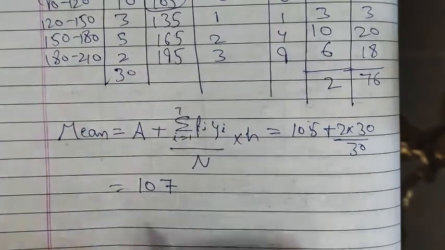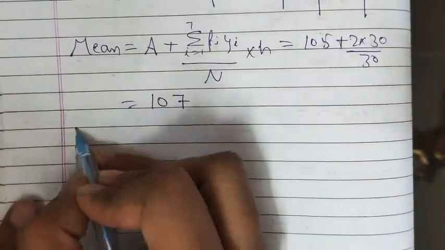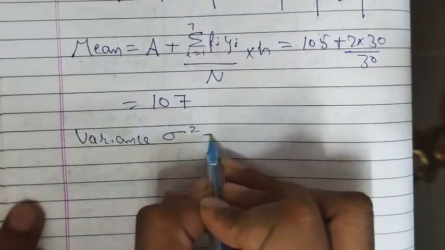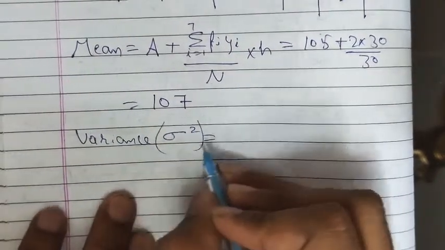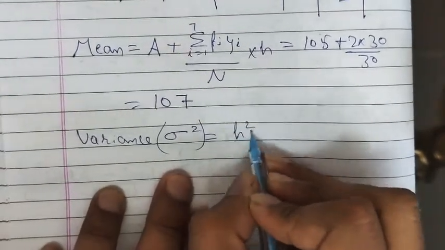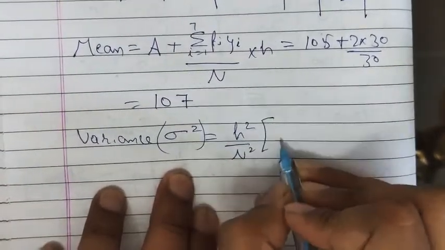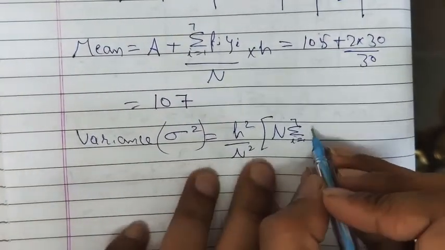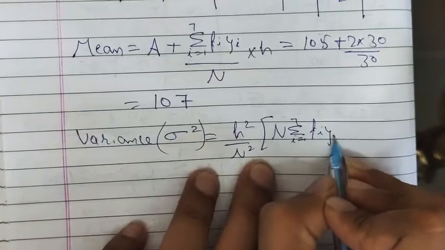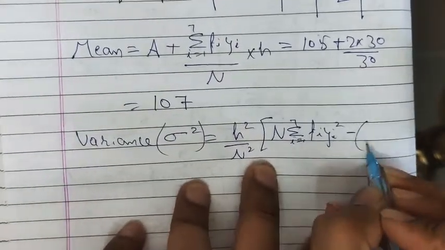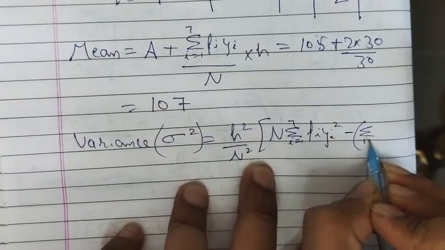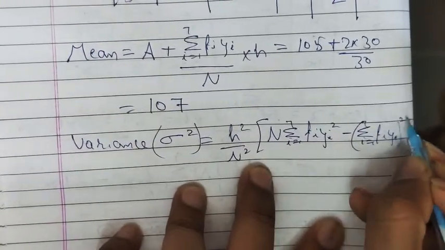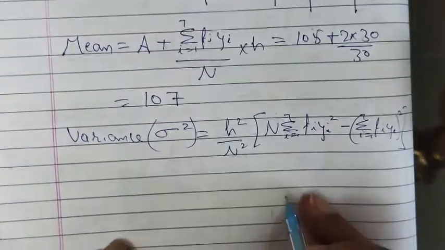Now variance. So variance formula for this shortcut method: variance sigma square is equal to h square upon n square, bracket n sigma i is equal to 1 to 7 fi yi square minus bracket sigma i is equal to 1 to 7 fi yi whole square, right? So just put the values into this.